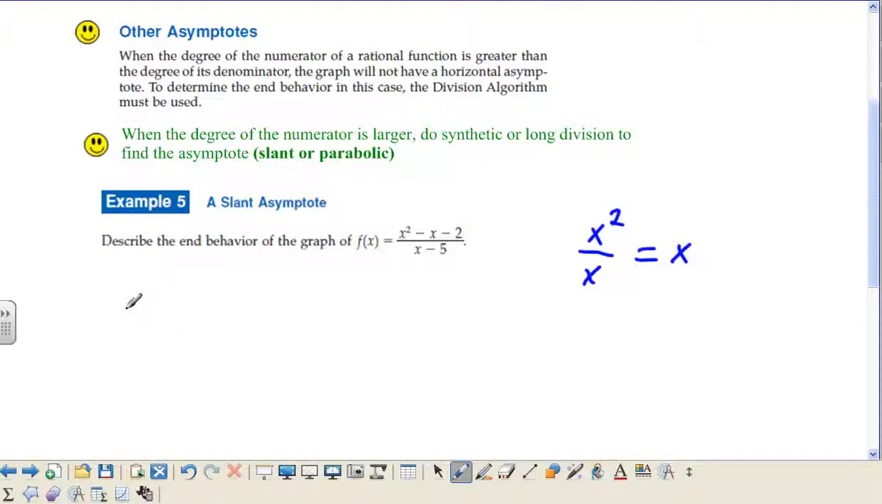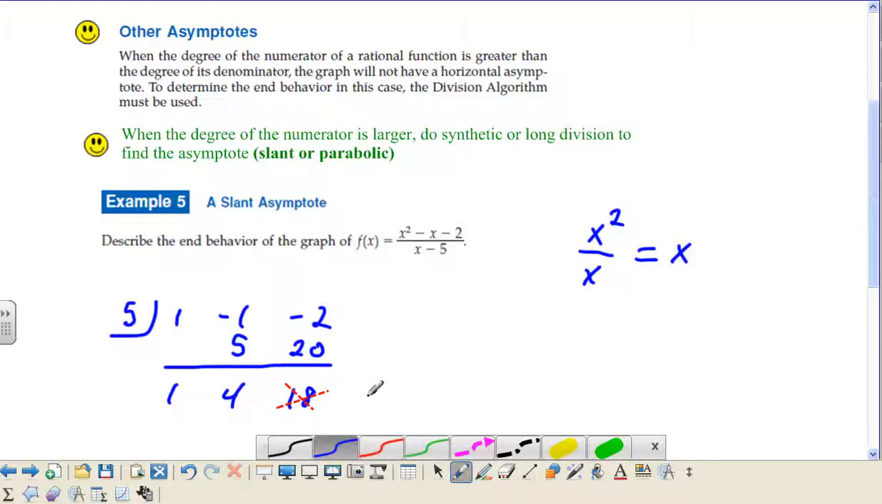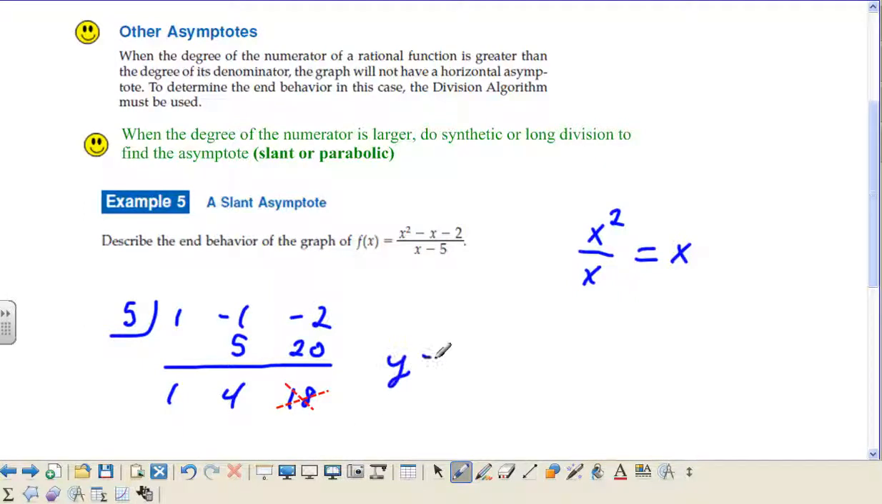So we'll choose the number 5 here and put it in front of 1, -1, and -2, and do our synthetic division. So we bring down the 1. 5 times 1 is 5. -1 plus 5 is 4. And 5 times 4 is 20. So we get 18. Now when we're doing slant or parabolic asymptotes, we ignore the remainder because that's not going to affect it. And our asymptote in this case is going to be y equals x plus 4.